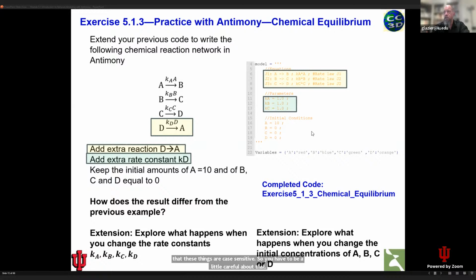It's also pretty easy to write a colon instead of a semicolon or have a comma instead of a semicolon, and that will cause errors. You'll notice this one actually reaches a chemical equilibrium. The last one didn't. It's very similar, but instead of having everything turned into D, if these rate constants are all equal, you get an equal amount of A, B, C, and D.